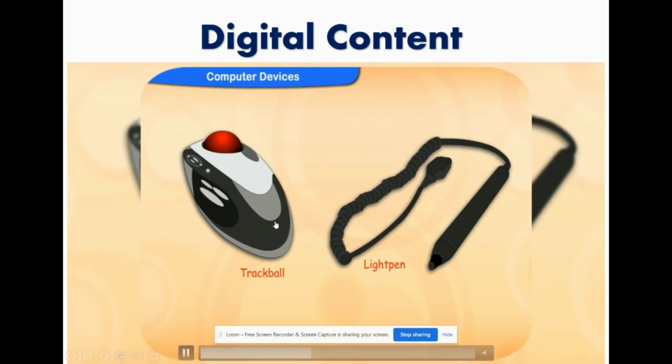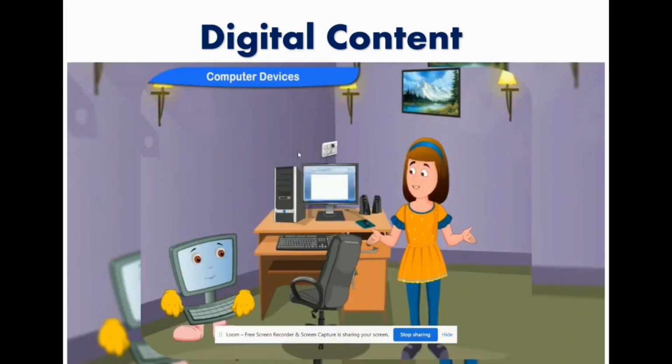And we are using other things such as the trackball and light pen. Those are also input devices. We input some text, input some icons. We input something to the system. That is called an input device.